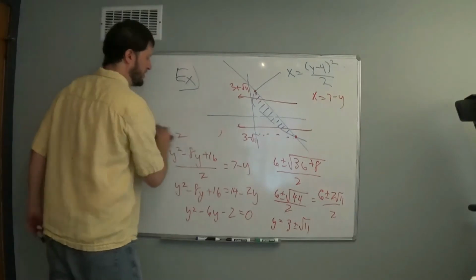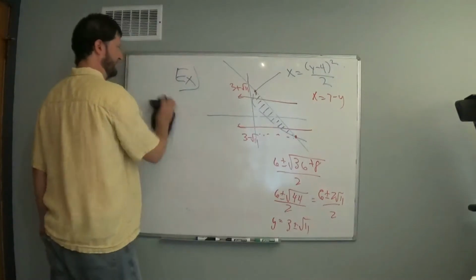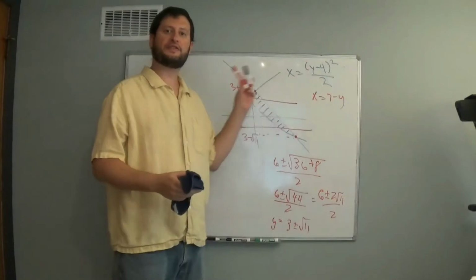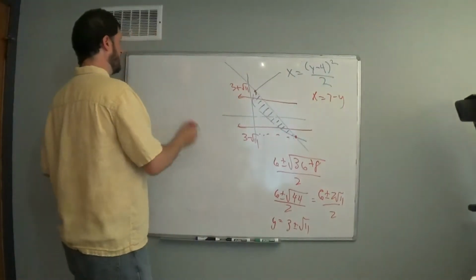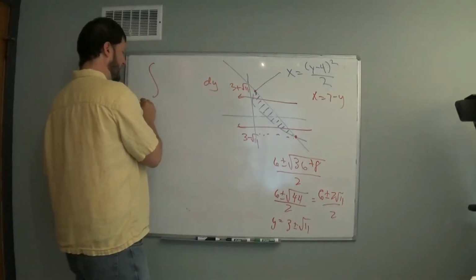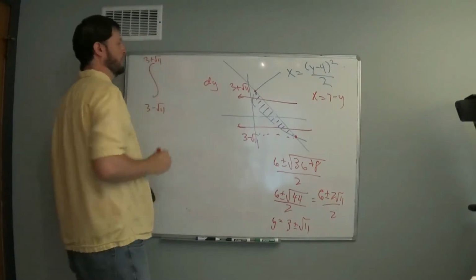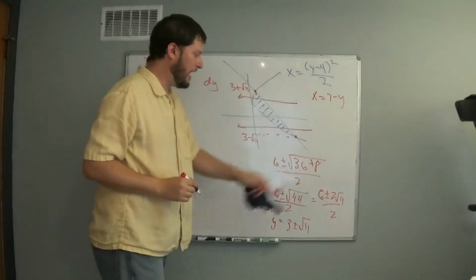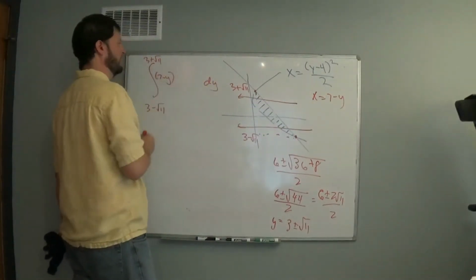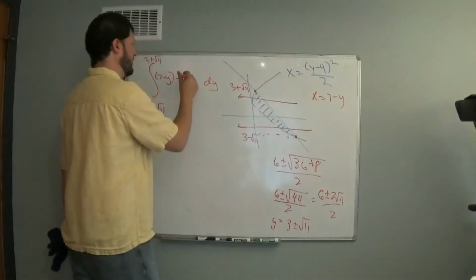And so now we're in a position to write down the integration that will give us the area. Top curve minus bottom curve. Again, that's positive to negative. y is our variable, so we're integrating with respect to y. So that's y equals 3 minus root 11 to 3 plus root 11. The top curve is the line, which is x equals 7 minus y, minus the bottom curve, and the bottom curve is the parabola, which is given right here.